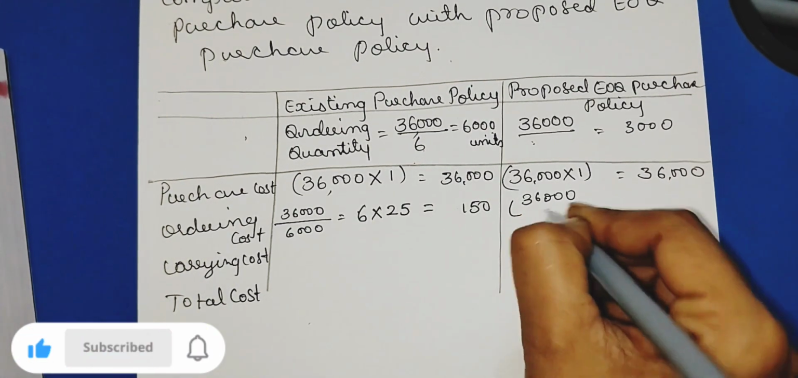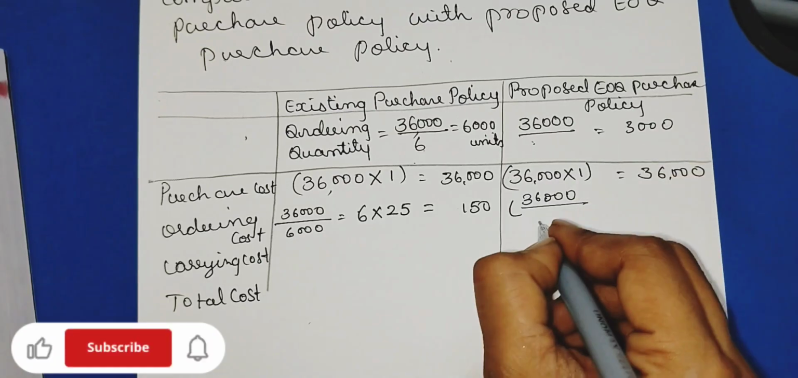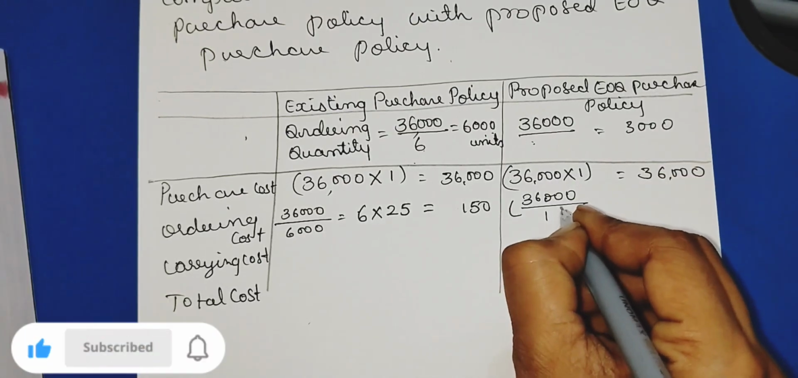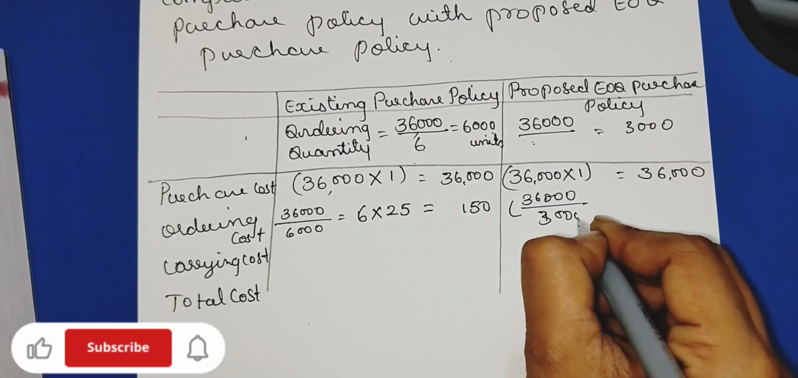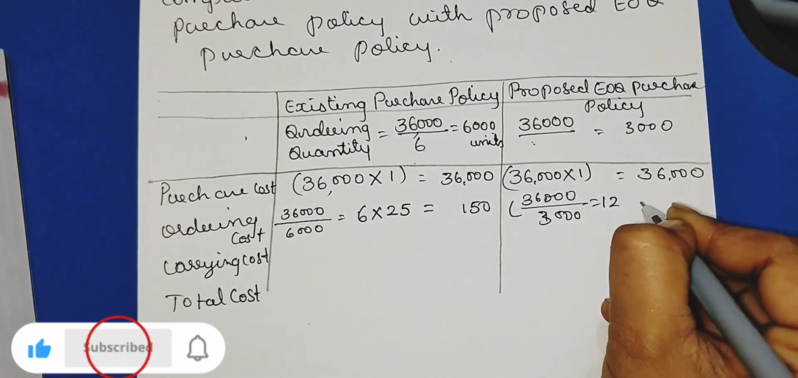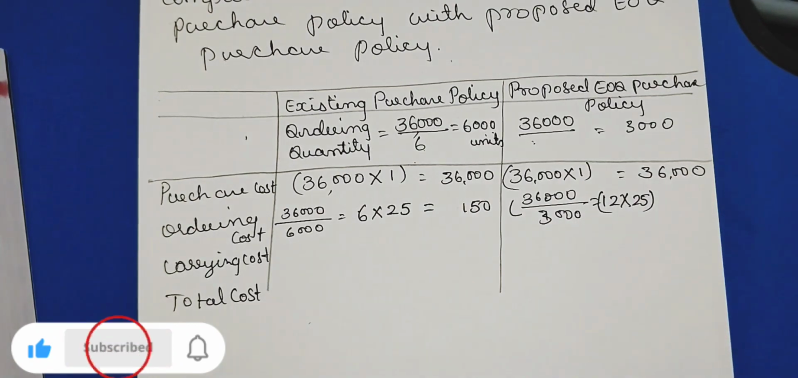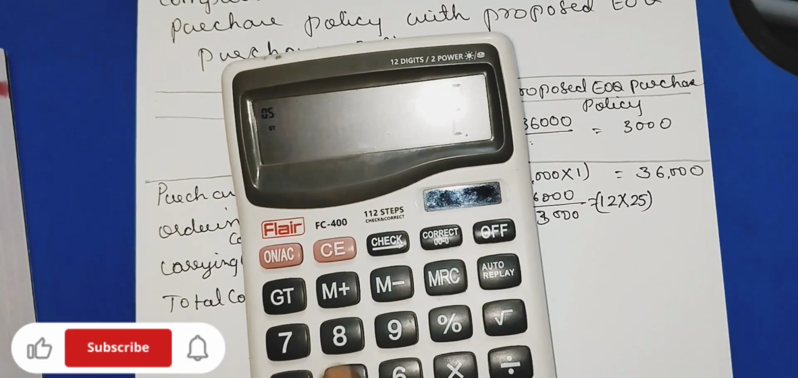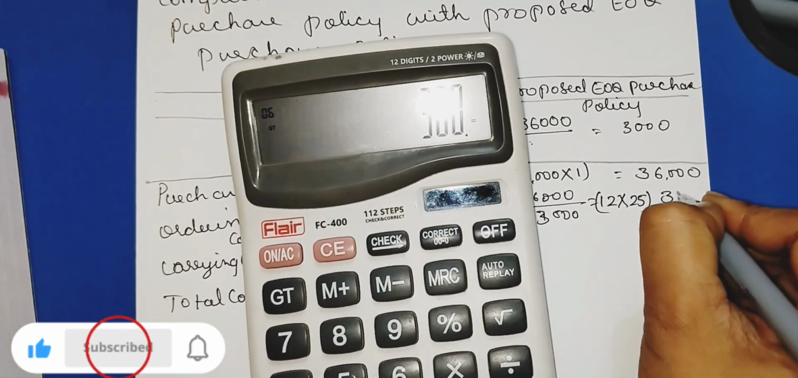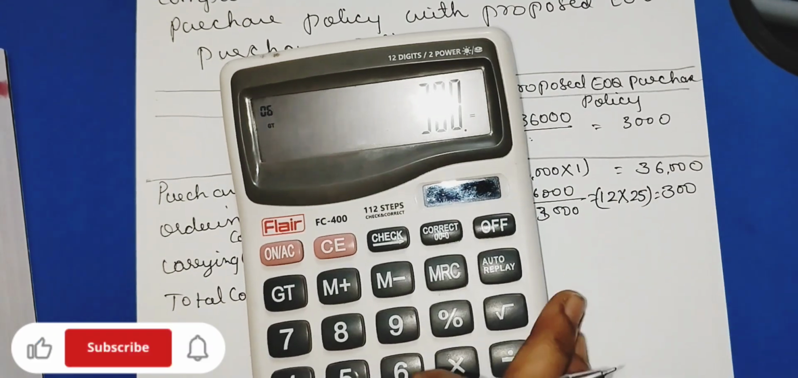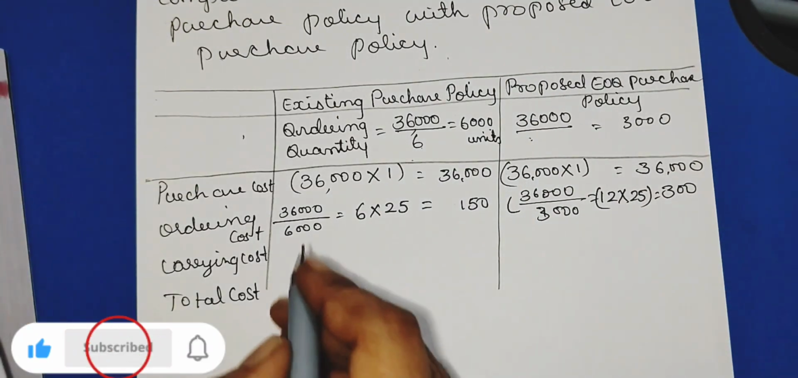36,000 divided by 12,000. 3,000 is, we will get 12 orders into 25 per order, right? 12 into 25 is 300. Order cost is 300. Now carrying cost.